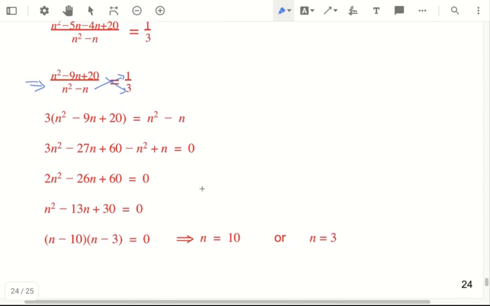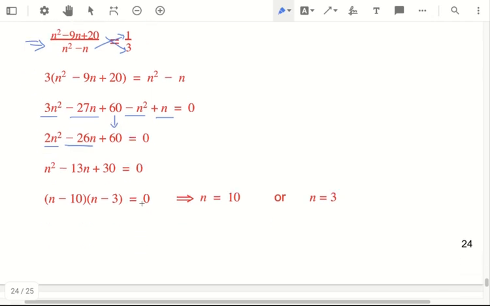Okay, this is very tedious. But as you can see, I'm trying to get a quadratic equation here, right? So I get 3n squared minus 27n plus 60 minus n squared plus n. Then I simplify even more. 3n squared minus n squared, 2n squared, minus 27n plus n, minus 26n plus 60. Okay, divide by 2 throughout, n squared minus 13n plus 30, and I get this.